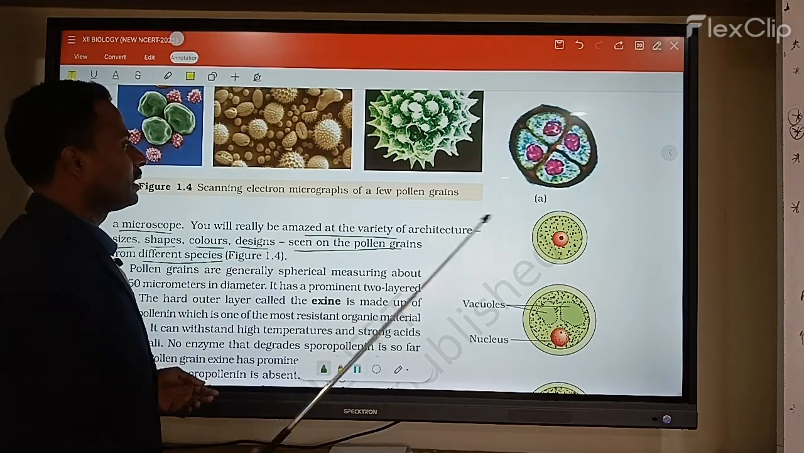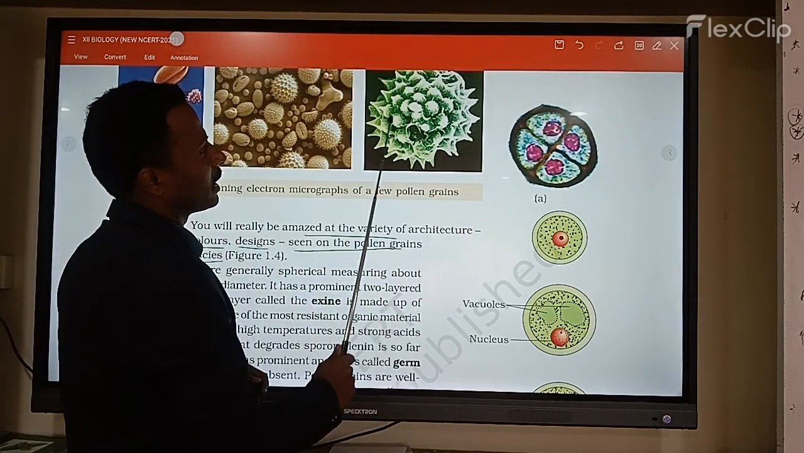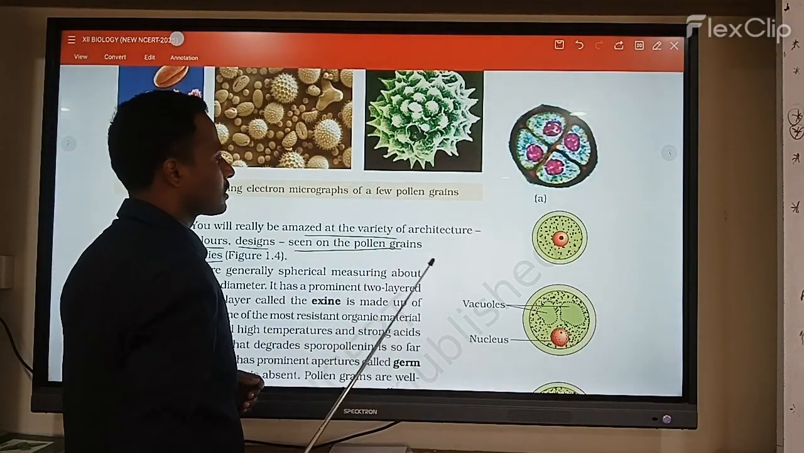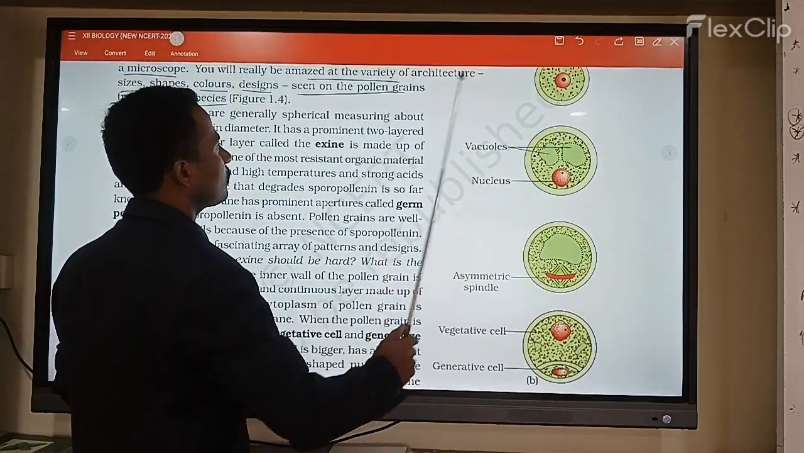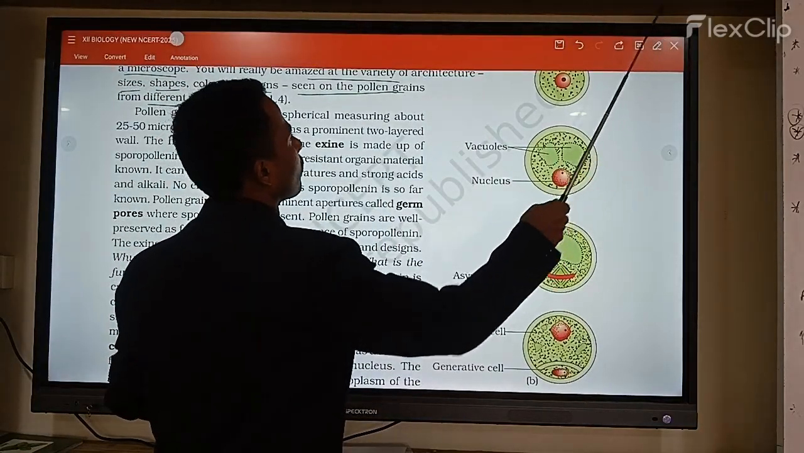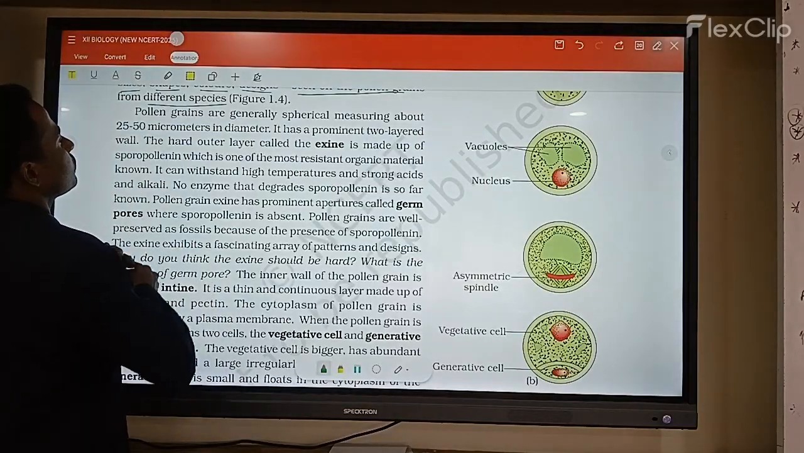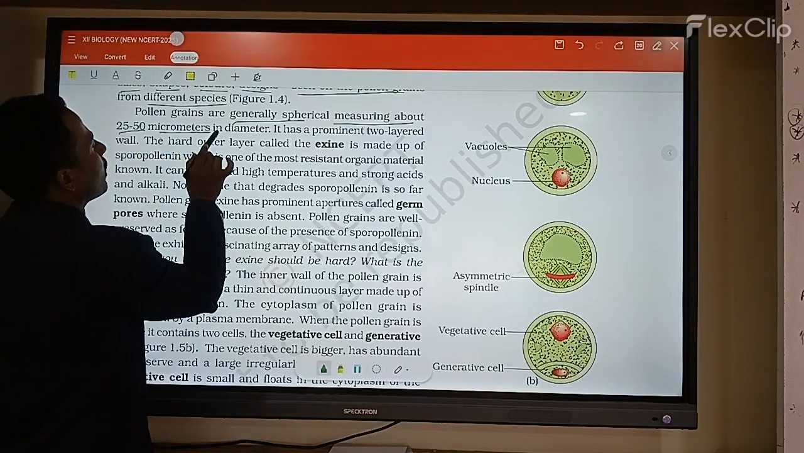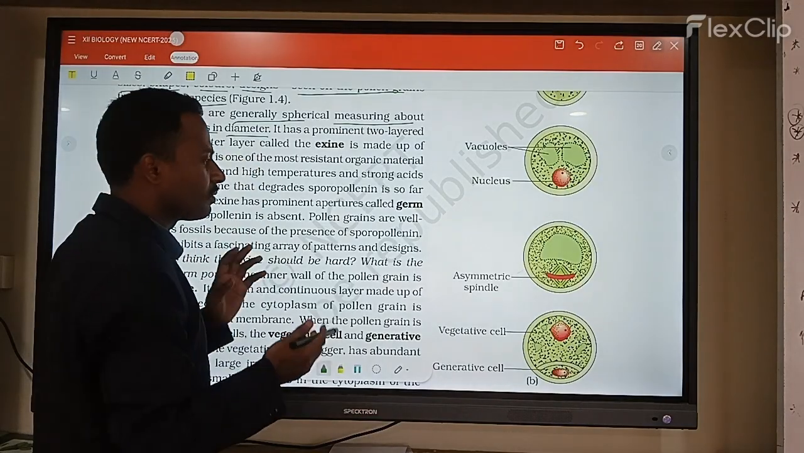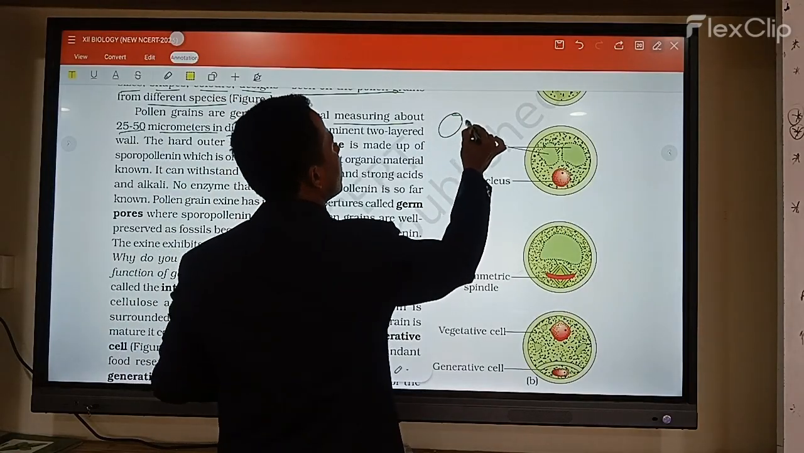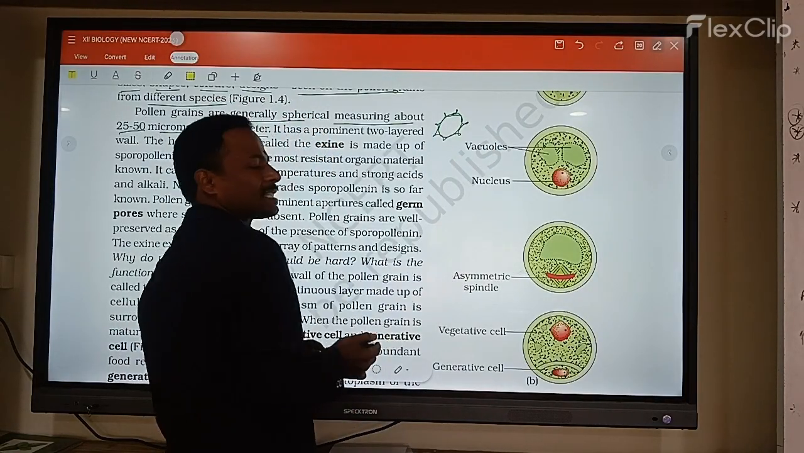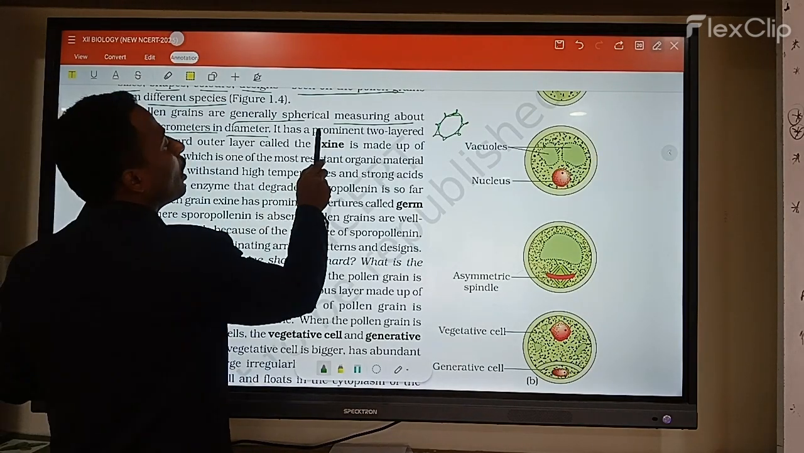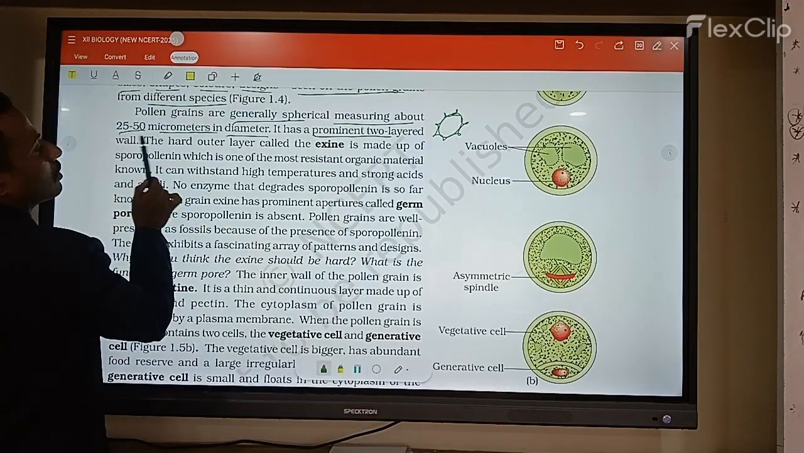Let us see one particular pollen grain. Pollen grains are generally spherical and measure about 25 to 50 micrometers in diameter. When you observe one particular pollen grain, it is 25 to 50 micrometers in diameter. It has a prominent two-layered wall.